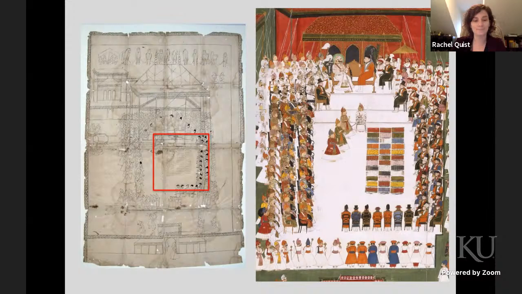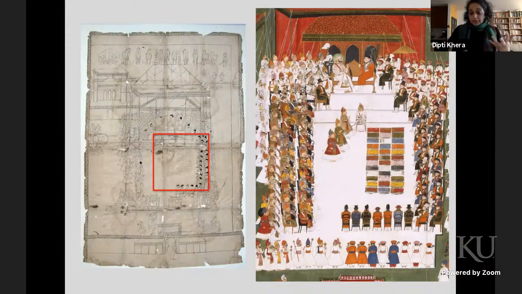That's a great question. And it's a question that historians in my field have been trying to ask for a while. We do not have a written history of reception which tells us how these large paintings were seen.